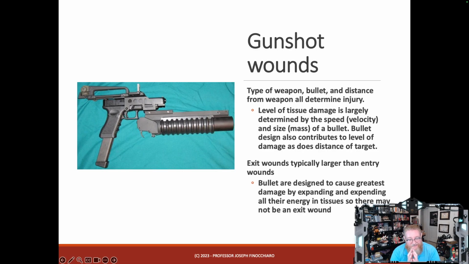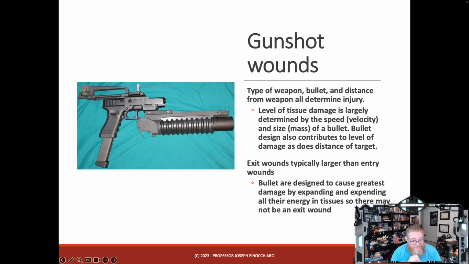Gunshot wounds, well, these vary depending on the type of weapon, the caliber of the bullet, the distance from the weapon, a lot of factors when it comes to gunshot wounds. Level of tissue damage is largely determined by the speed or velocity and the size of the bullet. Bullet design also contributes to a level of damage, as does distance of target.